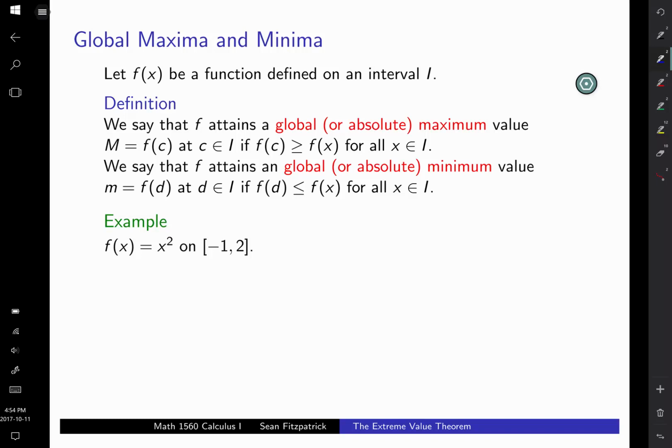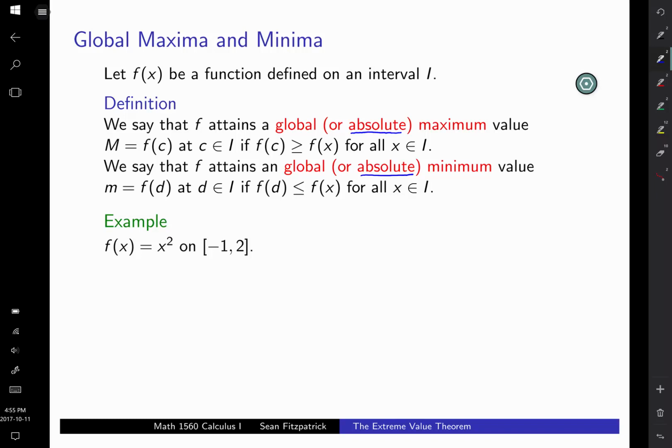So we need to talk about absolute or global maximum and minimum values. In the textbook, you'll find the word absolute. Other books will use global. I tend to bounce back and forth between the two, so you'll just have to get used to hearing both words. So an absolute maximum value is the largest value that your function attains on its domain, right? So it's the biggest value that you get. And the absolute minimum value is the smallest value that you get.